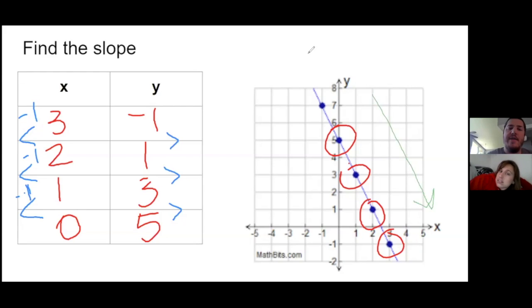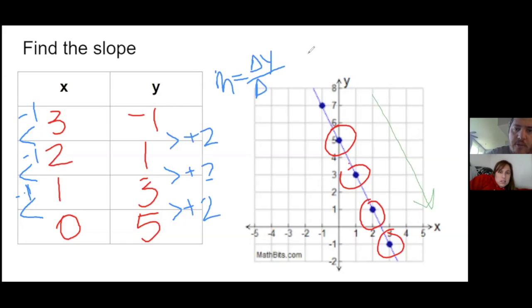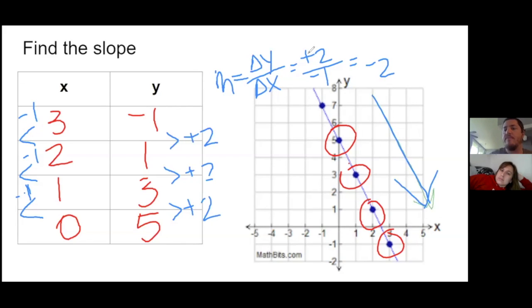Okay. And then this is going up by 2. Oh, wait, but why still go up? So y still went up, but x went down. So we have a positive and a negative, which gives us our negative. Okay. So m is, I'm going to write this every time, change in y over change in x. So what did y change by? Positive 2. But x changed by negative 1. So if you reduce that, that's where you get a negative slope and why your graph goes down.